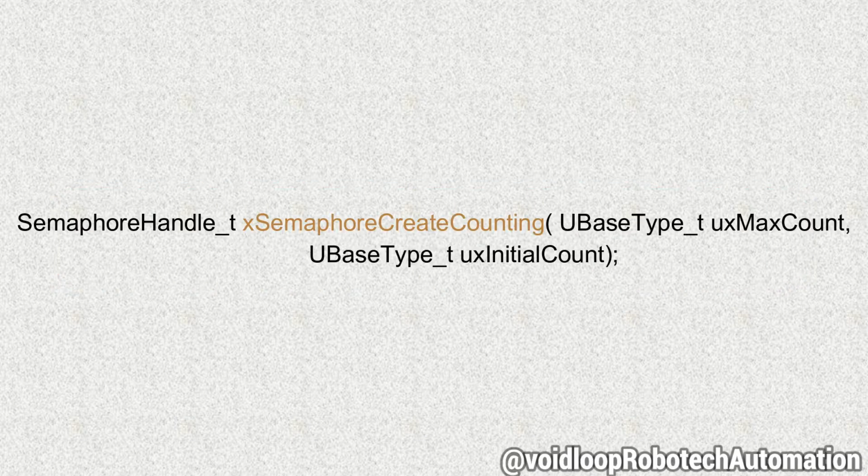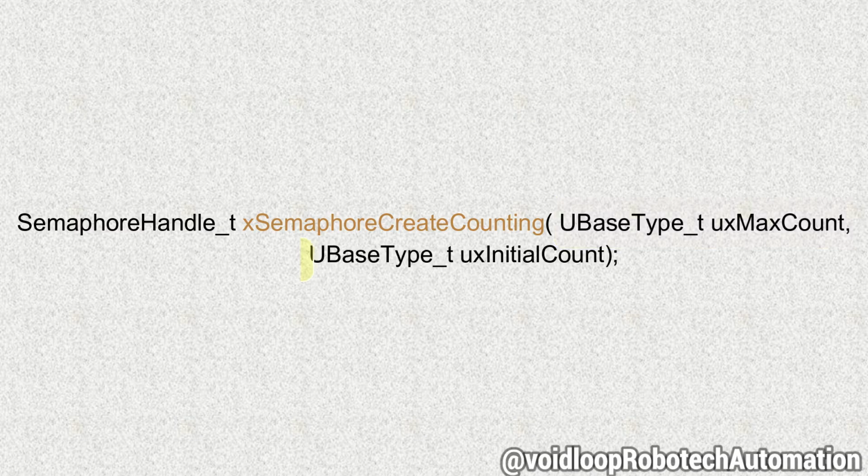This function is used to create a counting semaphore in FreeRTOS. First argument UXMax count is the maximum number of tokens the semaphore can hold. This is upper limit of token number. For example, if UXMax count is 5, then semaphore can never have more than 5 tokens.